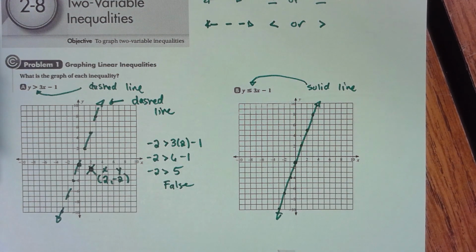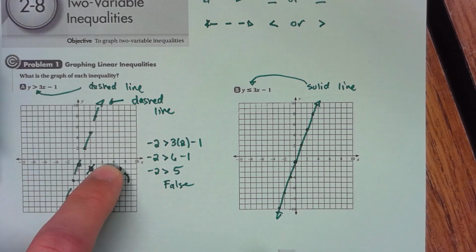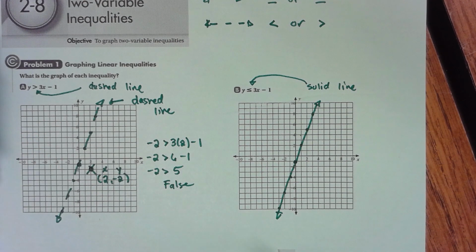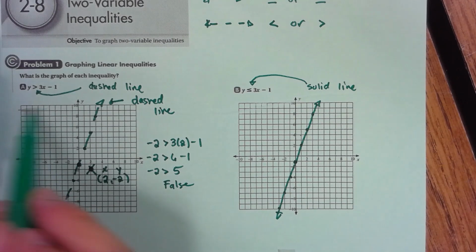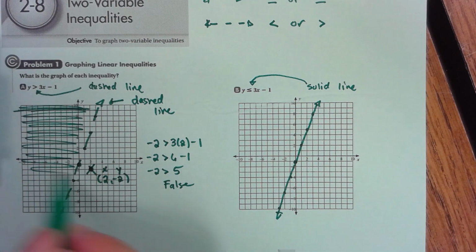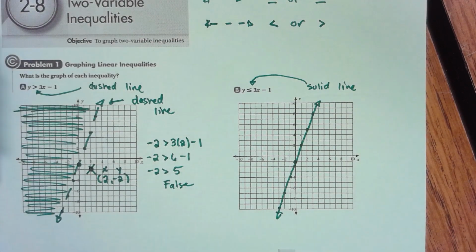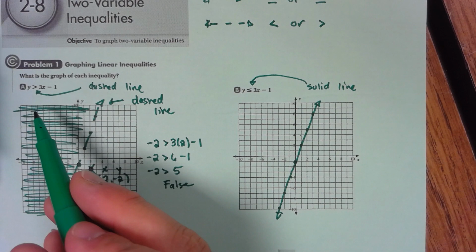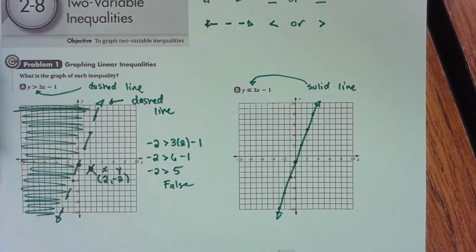So what we're going to conclude is, if this side makes the inequality false, the other side will make those points true. And so we shade the side that includes all the points that make the inequality true. So if you pick any point in that shaded region and you plug in the corresponding x and the corresponding y, it will always result in a true statement.